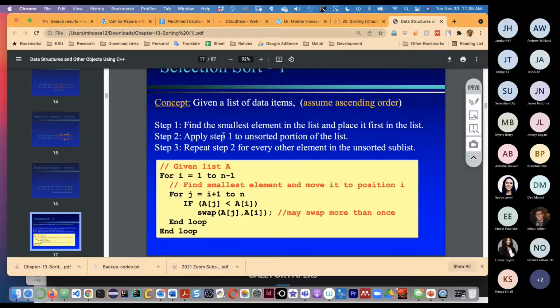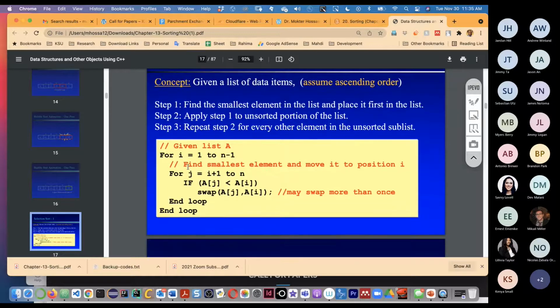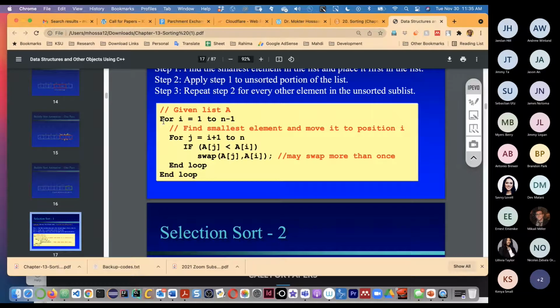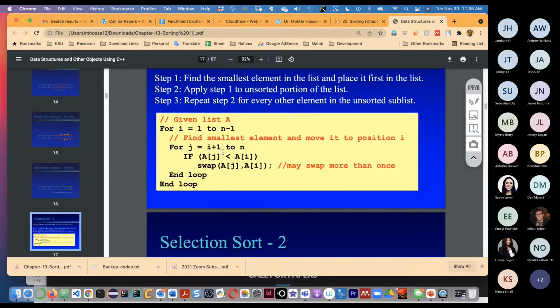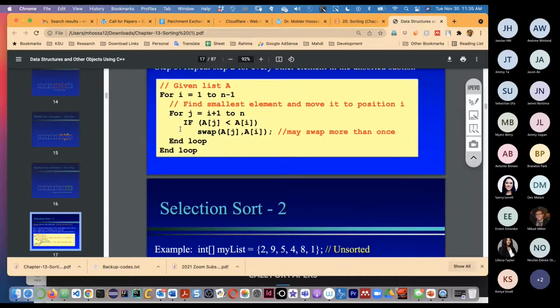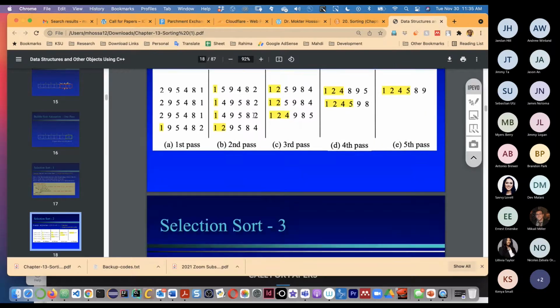Then step 2 is to apply step 1 to the unsorted portion of the list, that means the remaining elements in the list, and repeat step 1 for every other element in the unsorted sublist. Similar to bubble sort, it will have one for loop within another for loop. This is the reason it will take big O of n squared processing time, where n is the number of data elements.